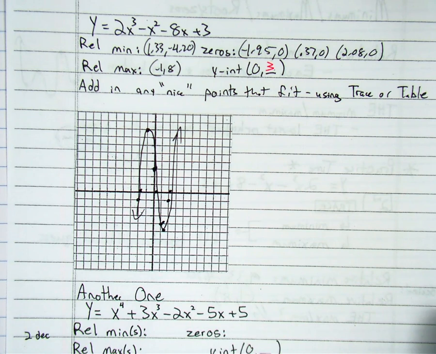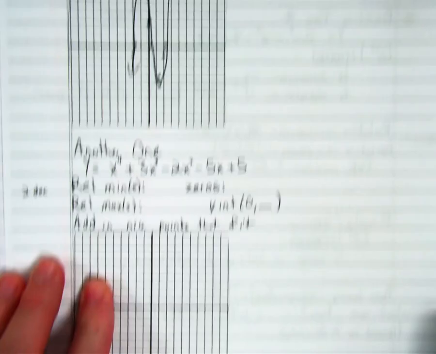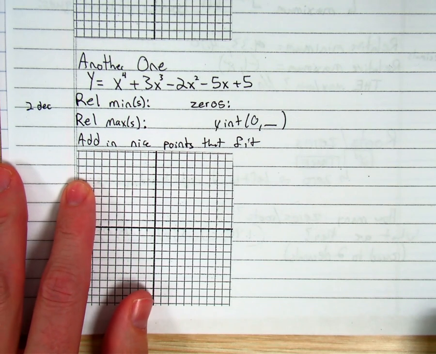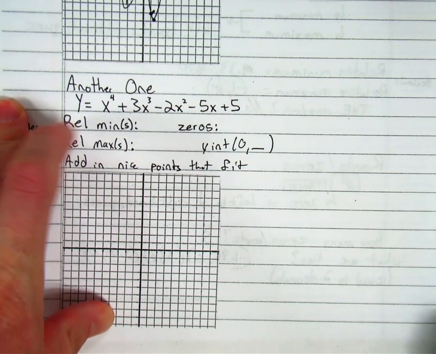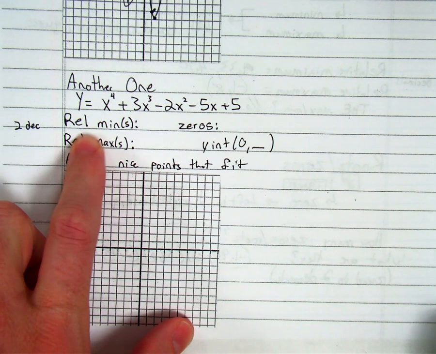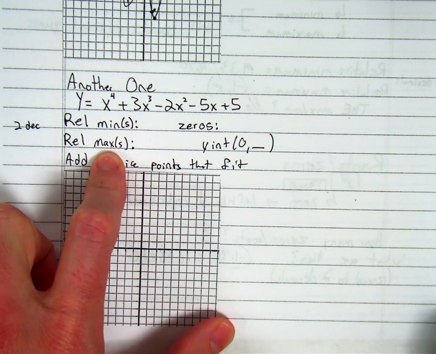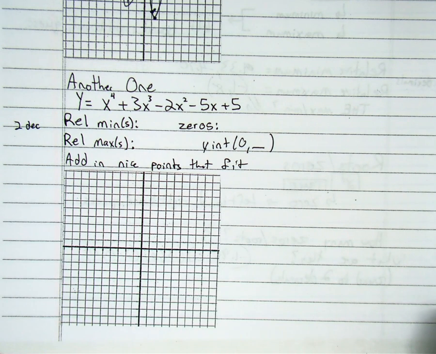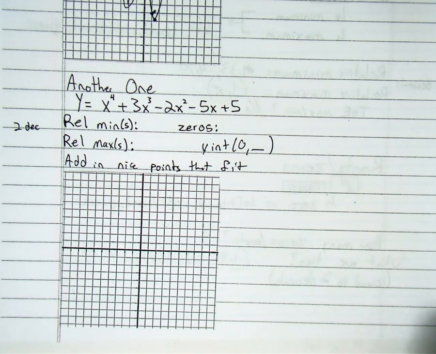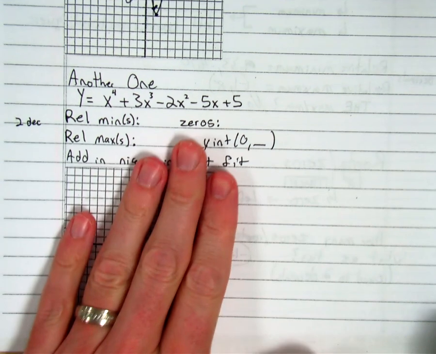All right, if you want extra practice, you can try that one down there. We didn't get to that one in class today, but you can type that into your calculator and practice getting the relative mins and relative maxes. X to the fourth, so it's probably going to have 2 mins or 2 maxes, and then one of the other one. Let's see, zeros. Okay, x to the fourth could have up to 4 zeros. And you've got the nice y-intercept, and you'll have plenty of practice plotting all those points and finding the nice ones if you want extra practice.